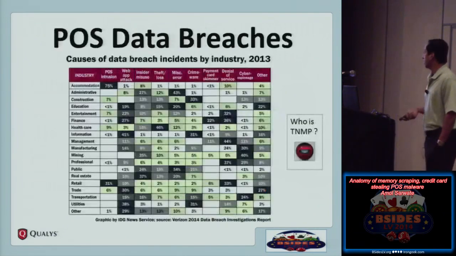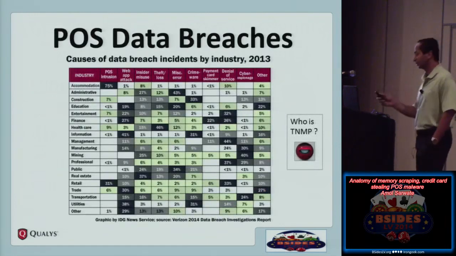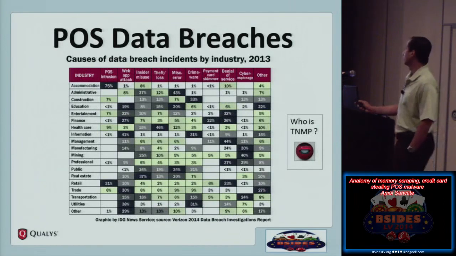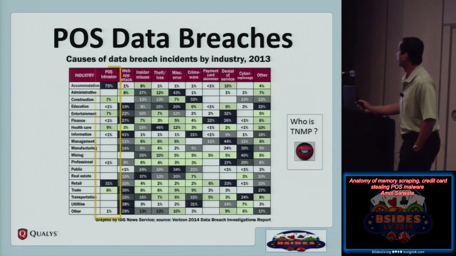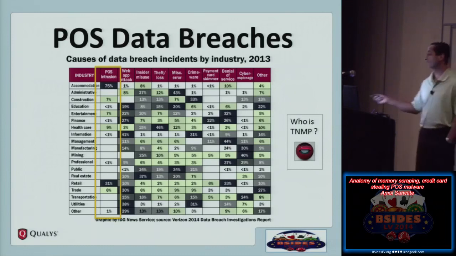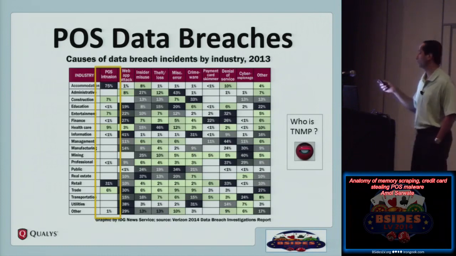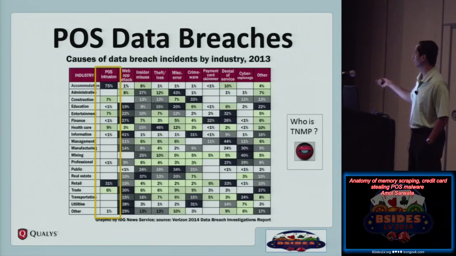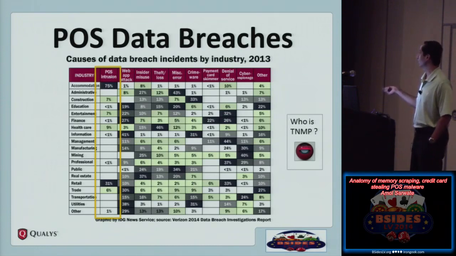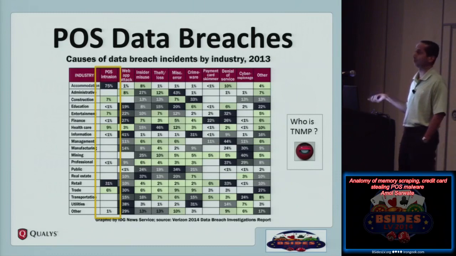Let's get started. The first slide itself has a question. So, POS data breaches. This is a slide from the Verizon data breach report of 2013, last year's report. Even last year it had POS systems at the forefront of data breaches. About 75% of the accommodation industry, so basically hotels, had their data breach due to POS systems. The first column is the data breaches in POS systems. The retail industry had 31% of their data breaches or credit card theft due to POS systems.